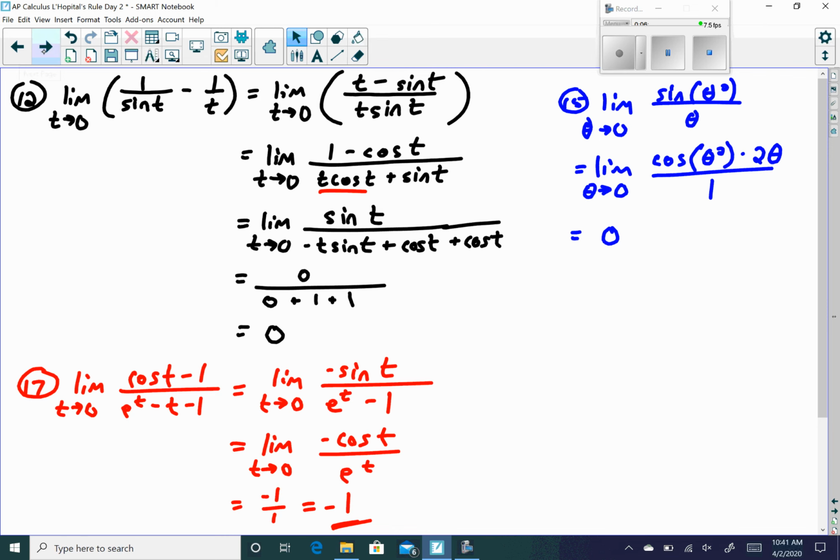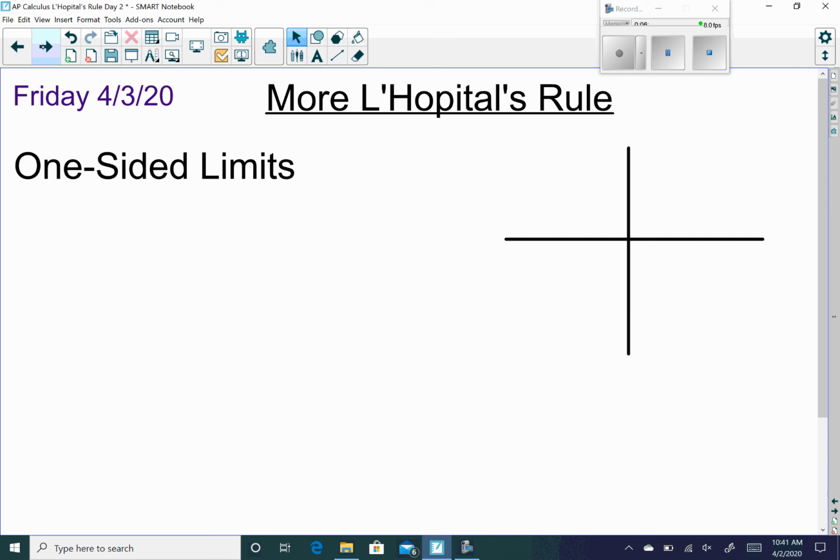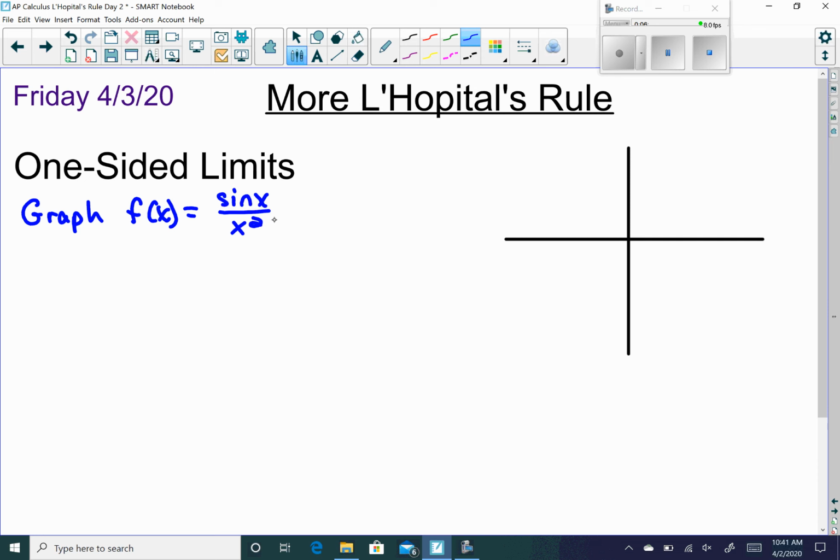Let's take a look at some more examples. Here, what I first want you guys to do is get out your calculators, and I want you to graph f of x is equal to sine x over x squared. So go ahead and graph that. Make a sketch of the graph as well. Pause the video while you do that, because I want to know what is the limit as x approaches 0 of this f of x.